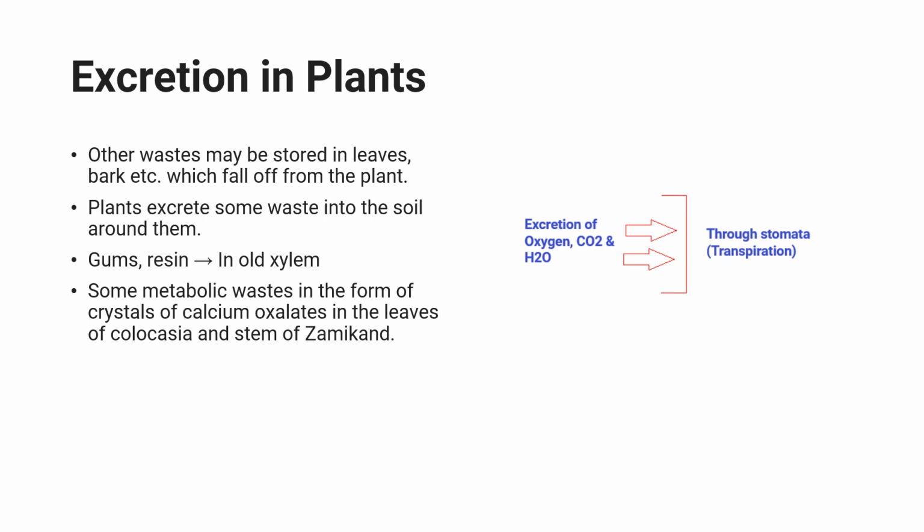Now let's look at the excretion in plants. Other wastes may be stored in leaves, bark, etc., which fall from the plant. Plants excrete some waste into the soil around them. Gums and resin are found in the old xylem. Some metabolic wastes are in the form of crystals of calcium oxalate in the leaves of colocasia and stem of jamun.